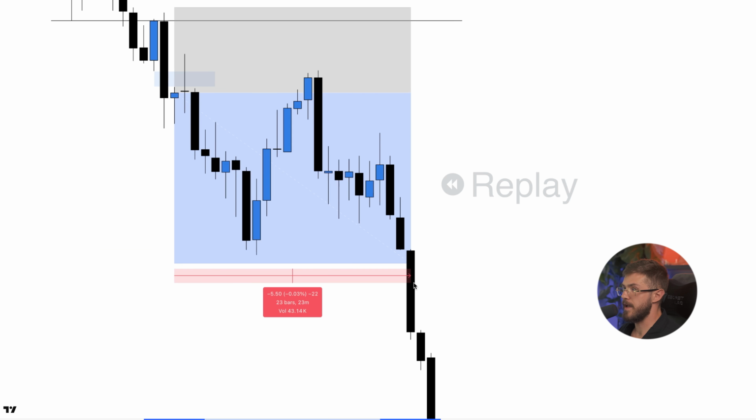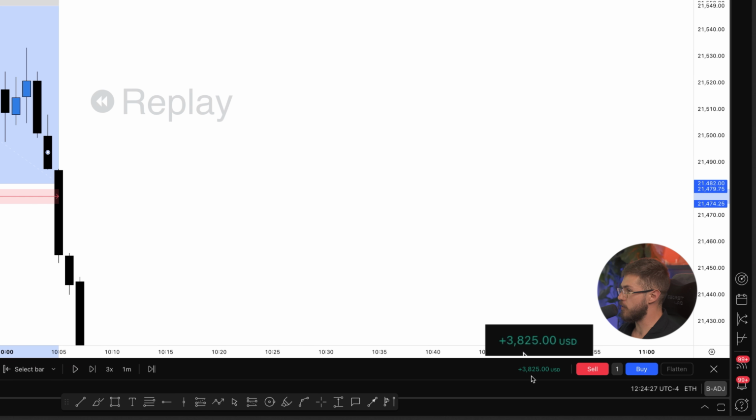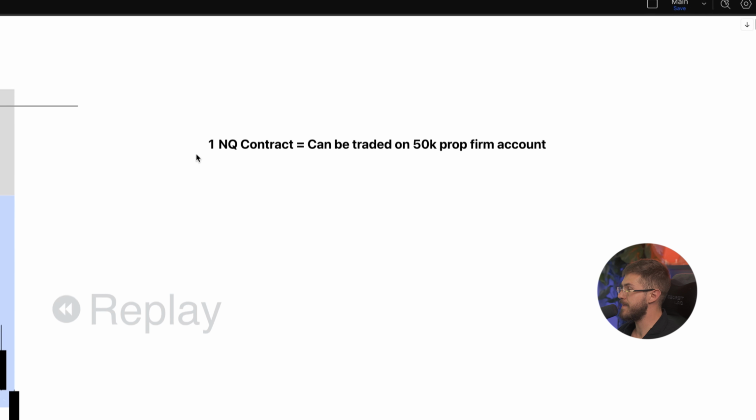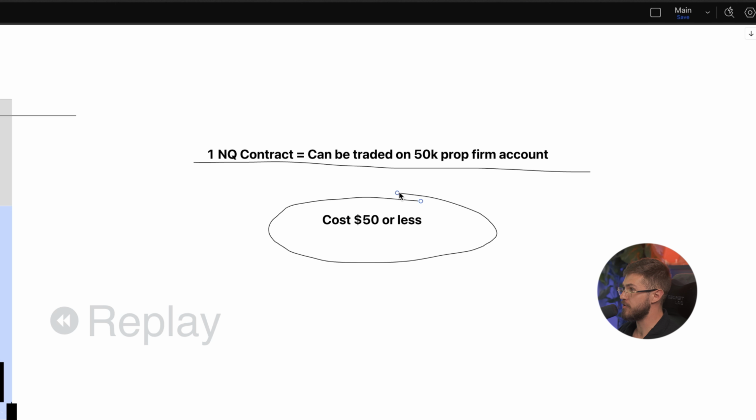This trade took about 23 minutes, and we added another $1,400 of profit. So this is $3,800 in less than a full hour of trading over 3 trading days. And not to mention, this was done with one NASDAQ contract, which can be traded on a 50K prop firm account. And depending on what firm you're trading with, this costs $50 or less.